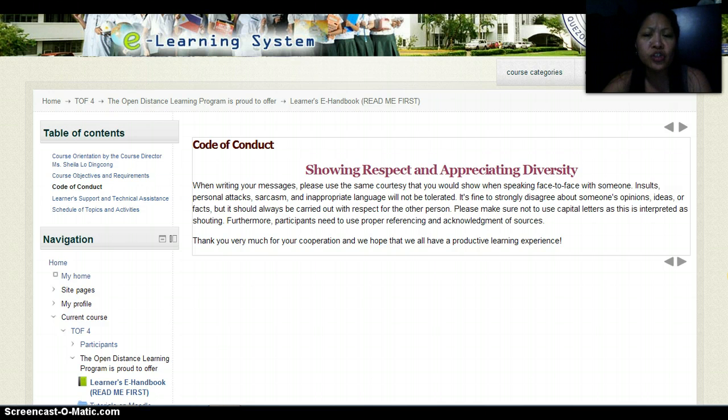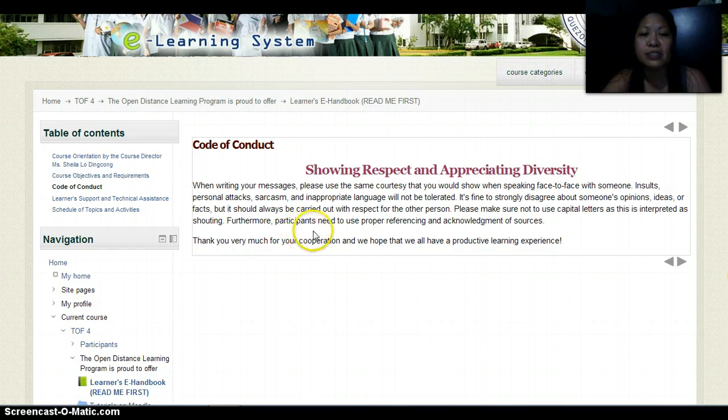It's fine to strongly disagree about someone else's opinions, ideas, and even facts, but it should always be carried out with respect for the other person. Please make sure not to use capital letters, as this is interpreted as shouting.